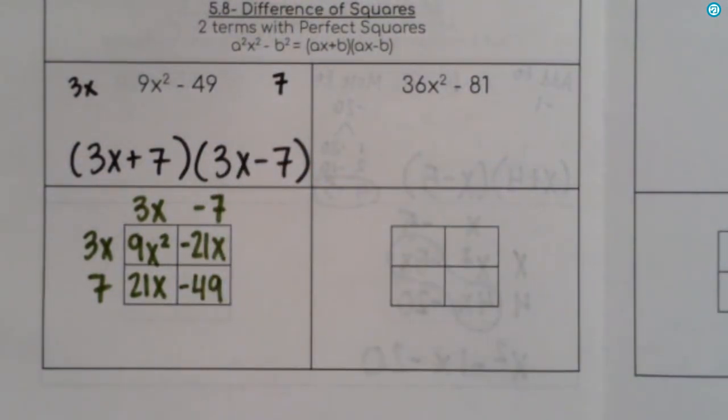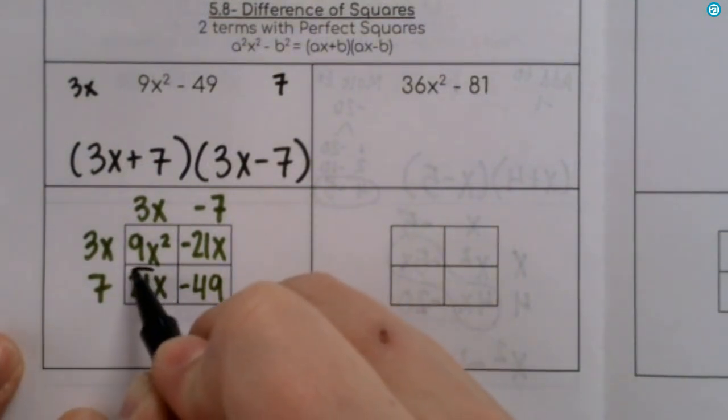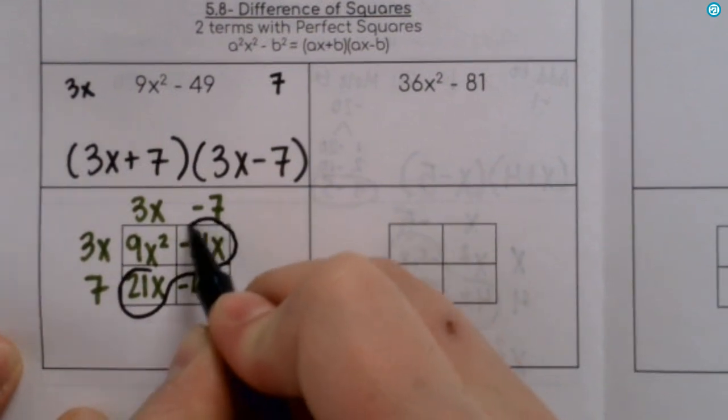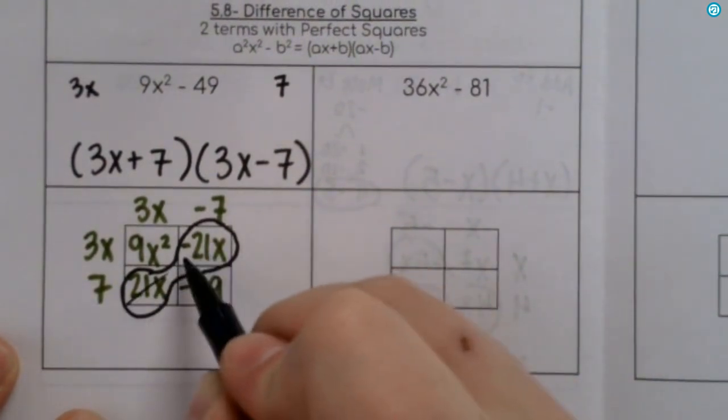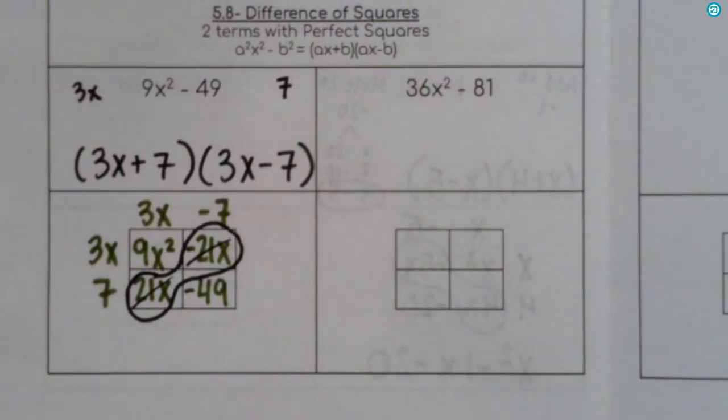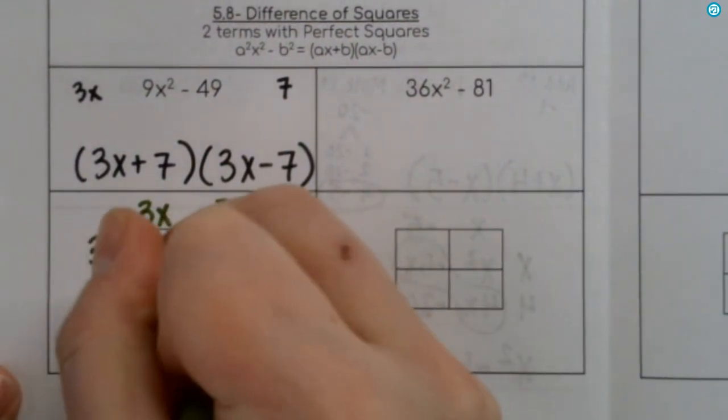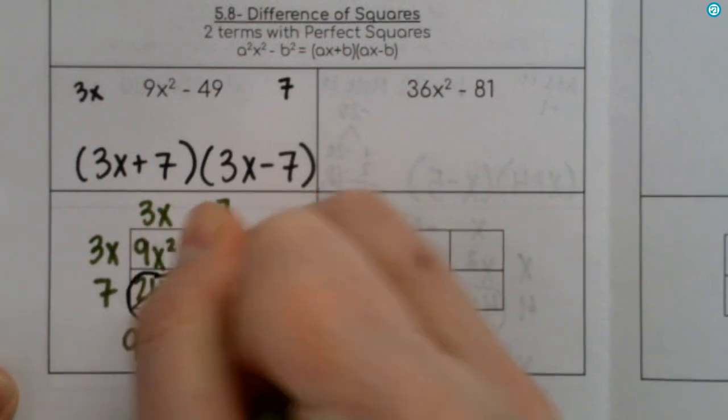Once we get our boxes filled out, we can go to combine like terms. This 21x and this negative 21x, what are they going to do? Cancel. That's what I thought you said. So my answer on this one would just be 9x squared minus 49.